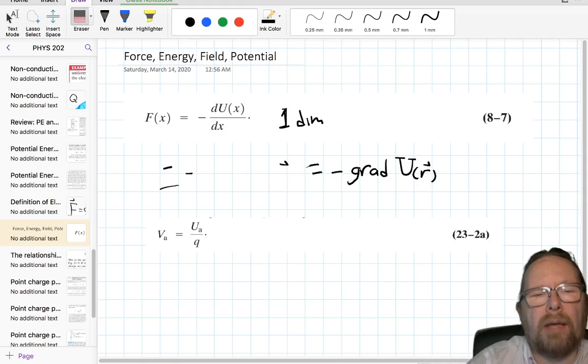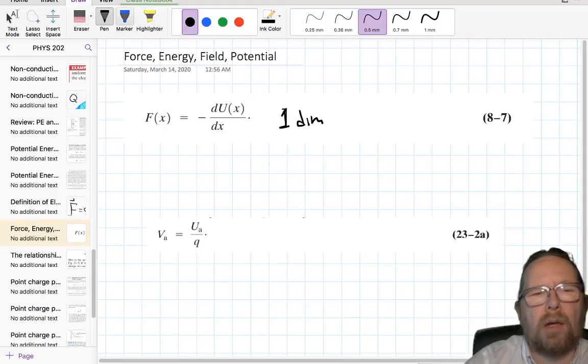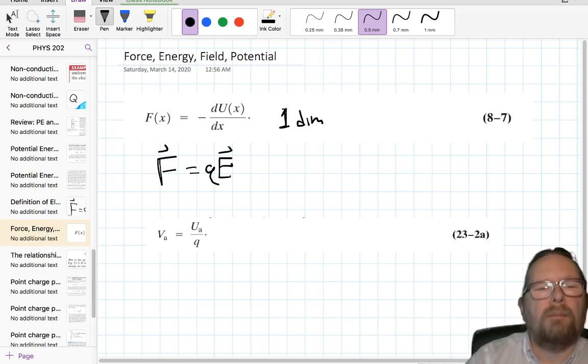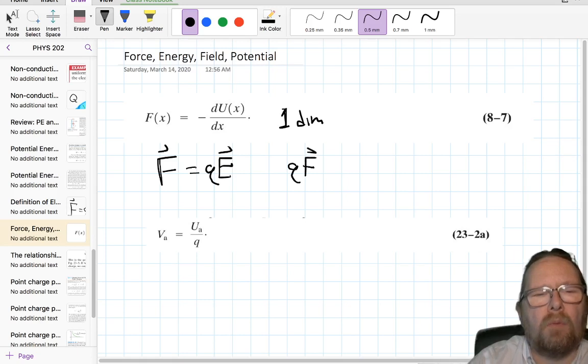We also know that for an electric field, the force on an electric charge is equal to the charge times the electric field strength. That means we can write, if this statement is true, then Q times F. Well, no, let's not do it that way. How do we want to do this?